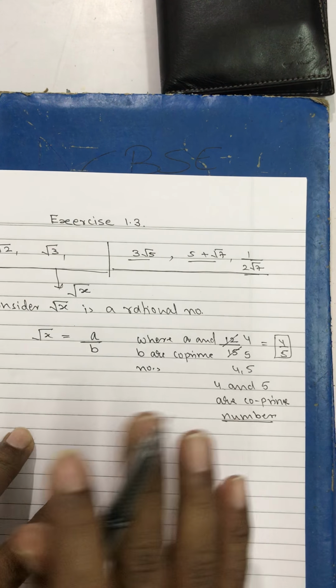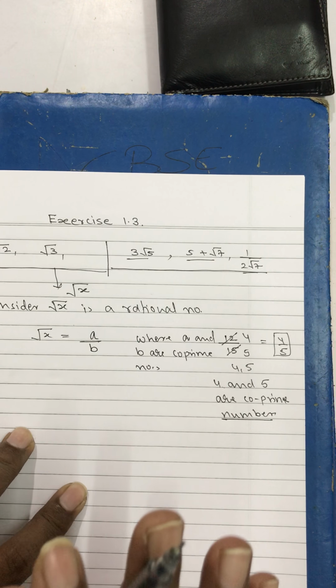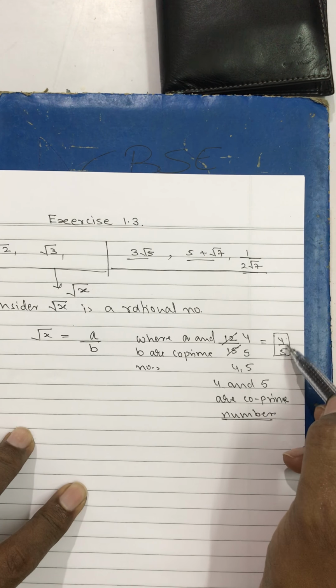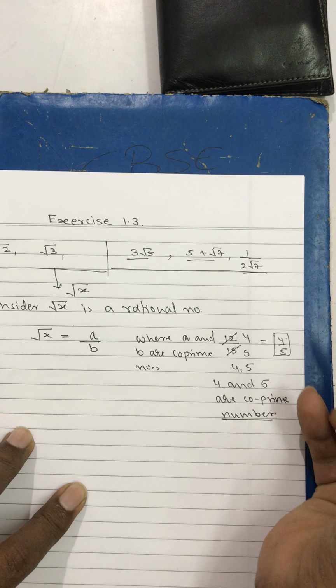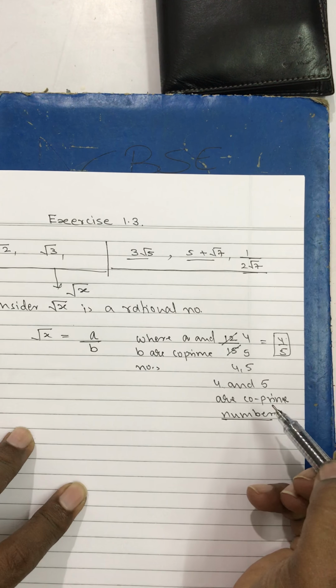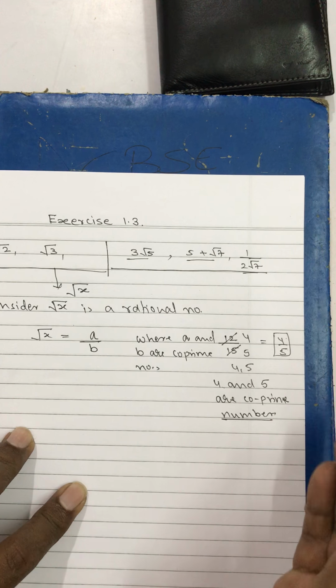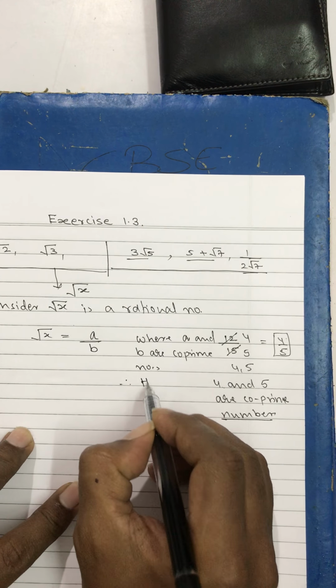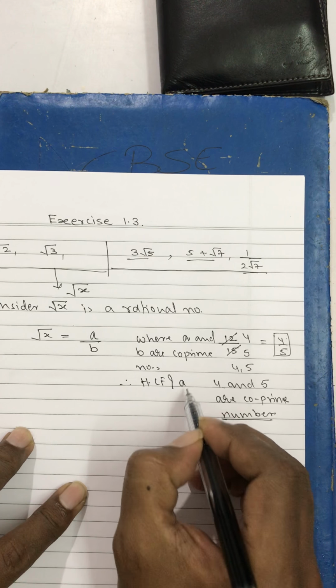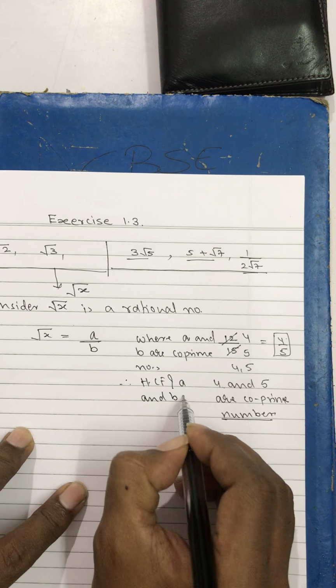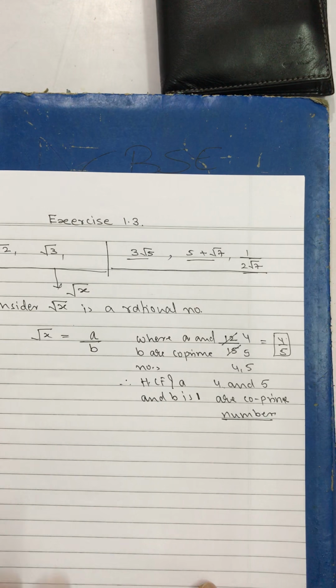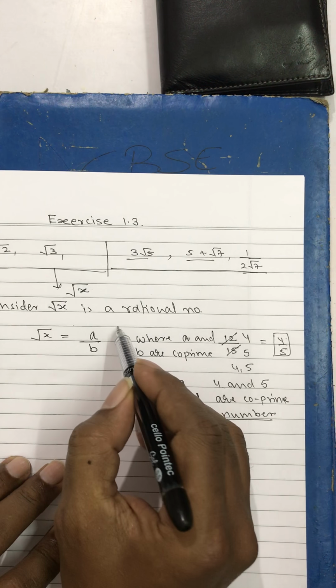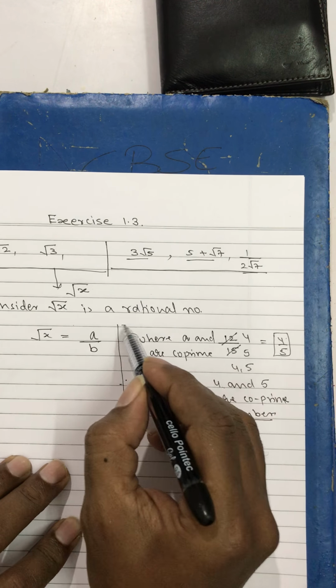Co-prime numbers will not have any common factor. We can't reduce them further because they don't have any number which will divide them both. That means they don't have any common factor. Therefore, the HCF of a and b is 1. It will have only one common factor, and that is 1. This is what you have to understand, my dear students.